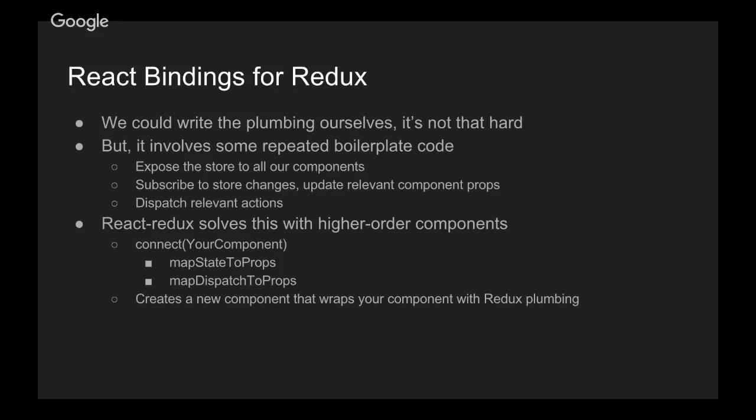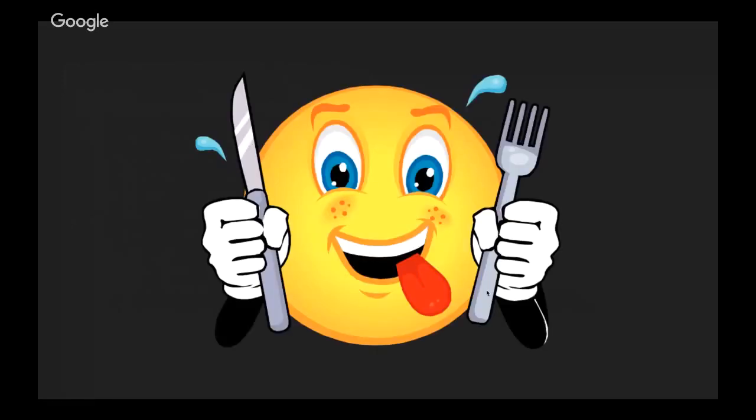So there's a function called connect. You pass it your component along with a couple of functions that return a hash mapping which pieces of the store or state you want to map to properties of your component, and which dispatch functions you want to map to properties of your component. And it creates a new component, a container component, that wraps your existing component with all the plumbing needed to dispatch those actions and subscribe to property changes. And it tastes great together.